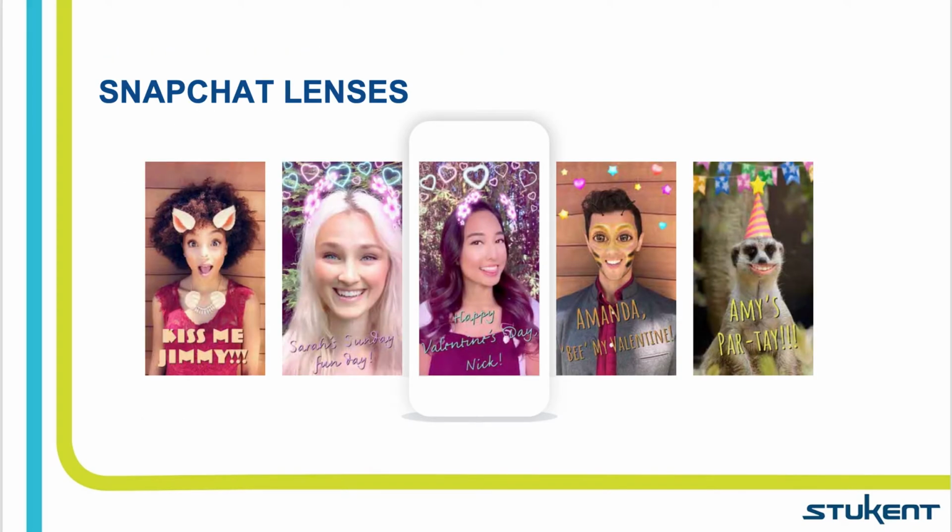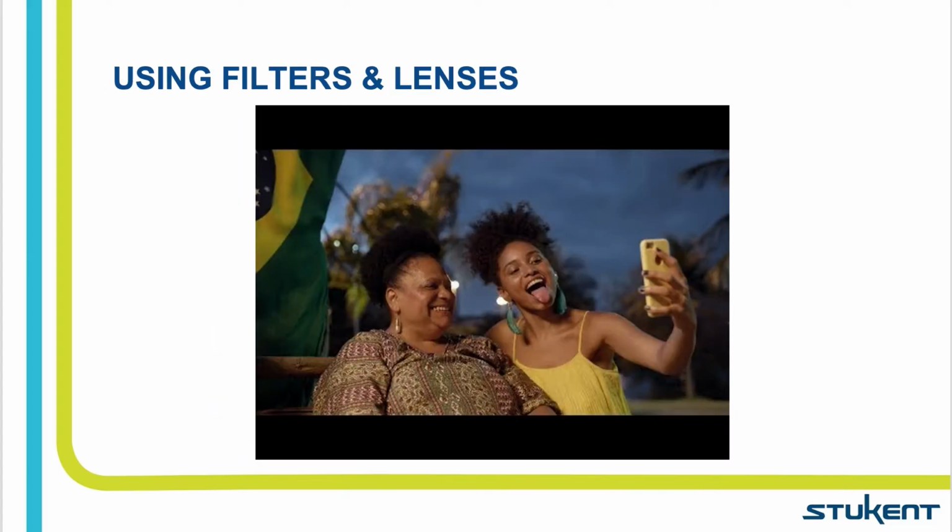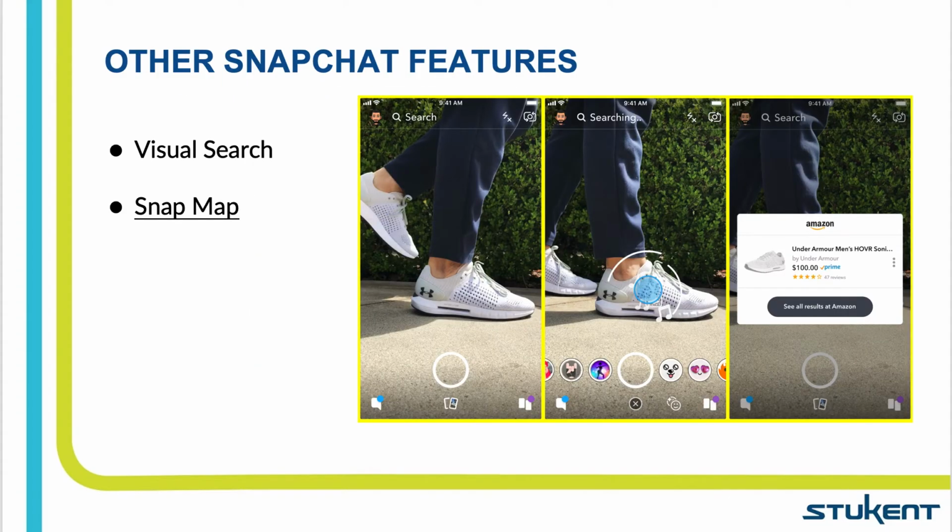So here are some lenses. These get me, like the ones with the big eyes. I'm like, what are you doing? Anyway, it's fun. Kids love it. And happy birthday, date night, different things, because everything we do must be on social media, or it did not happen. Using filters and lenses, you can do something fun like that, and then it can turn into something else. That's pretty cool. Other Snapchat features, you can do visual searches. So like, hey, I'm looking for tennis shoes. I'm looking for Under Armour tennis shoes.